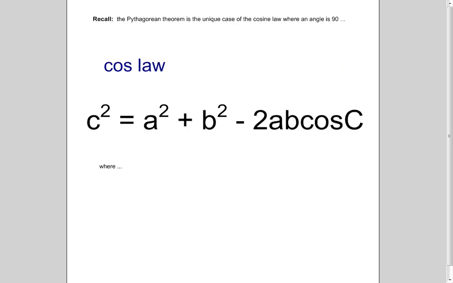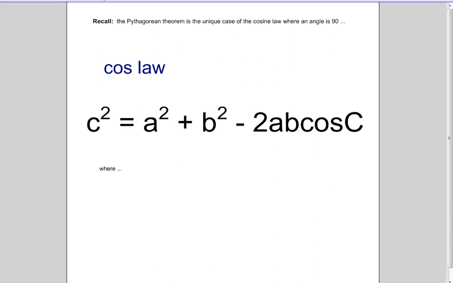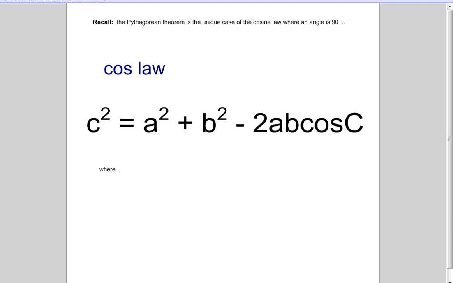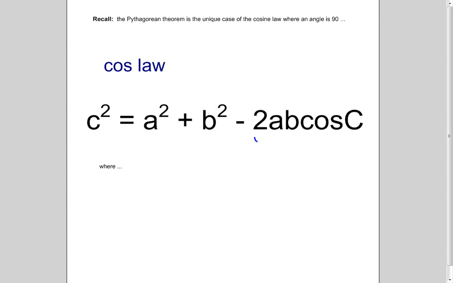Remember, the Pythagorean theorem looks oddly like the cos law, and that was our starting point, and we're very familiar with it. The Pythagorean theorem is a specific case where the angle C is 90 degrees, and so this part of the cos law would be 0. So the cos law: c squared equals a squared plus b squared minus 2ab cos C.